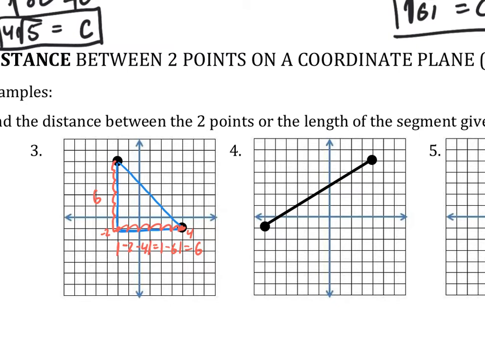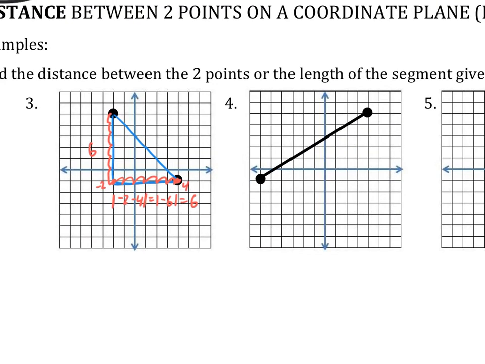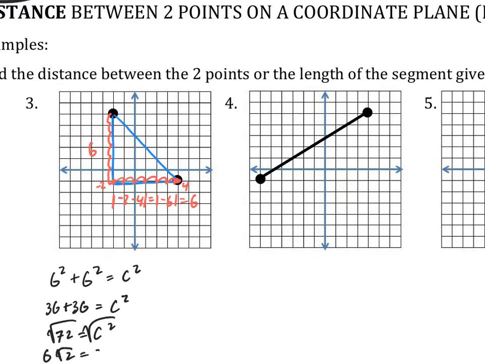Okay, so I have my two legs. They're both 6. So we're going to go ahead and apply the Pythagorean theorem. 6 squared plus 6 squared equals c squared. Okay, so that's 36 plus 36 equals c squared, or 72 equals c squared. Taking the square root, we would find that that is 6 times the square root of 2 equals c.